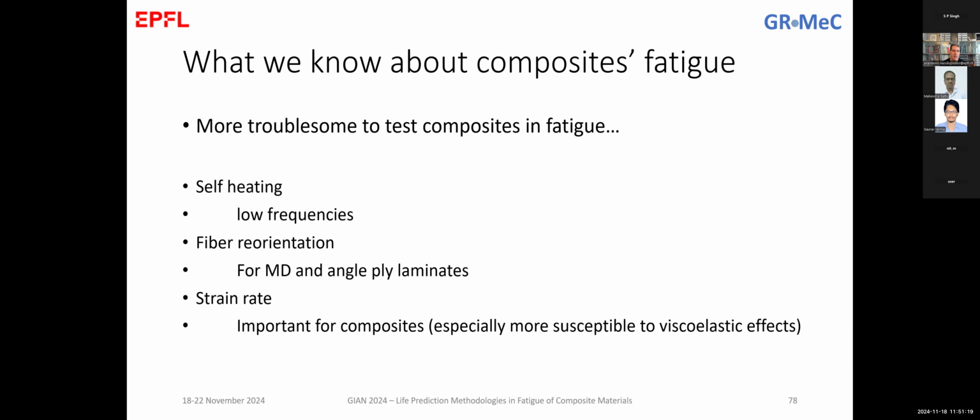Composites, depending on the laminate configuration, show reorientation of fibers. Imagine fibers oriented at plus minus 45 degrees: when you load, these fibers tend to follow the load orientation, which means that the material properties change during the loading. They change for two reasons. Because of this reorientation, the material actually becomes stiffer, but at the same time we have damage in the material, which makes the material weaker.